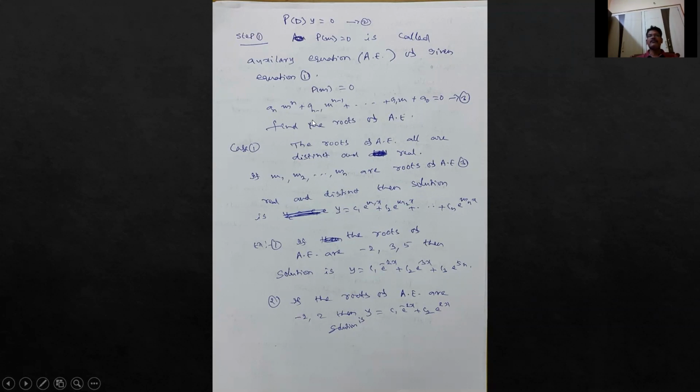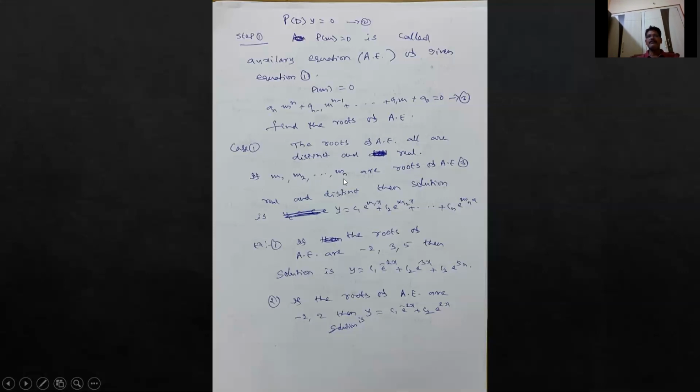First we have to find out the roots of this auxiliary equation. We'll get n roots, but different cases will arise. Sometimes we will get real roots and complex roots. First, case one: suppose the roots of the auxiliary equation are all distinct and real. All roots are real and distinct.